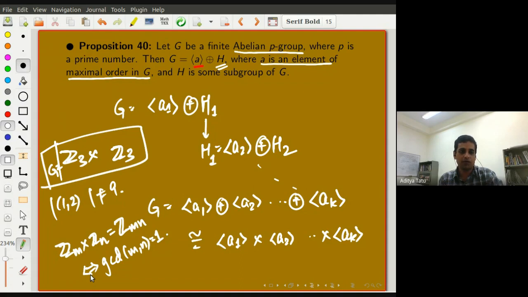Okay, but I hope I've convinced you of the fact that if I have a finite abelian P group, I may not have an element in it with the order equal to the order of the group. Okay? Yes, sir.